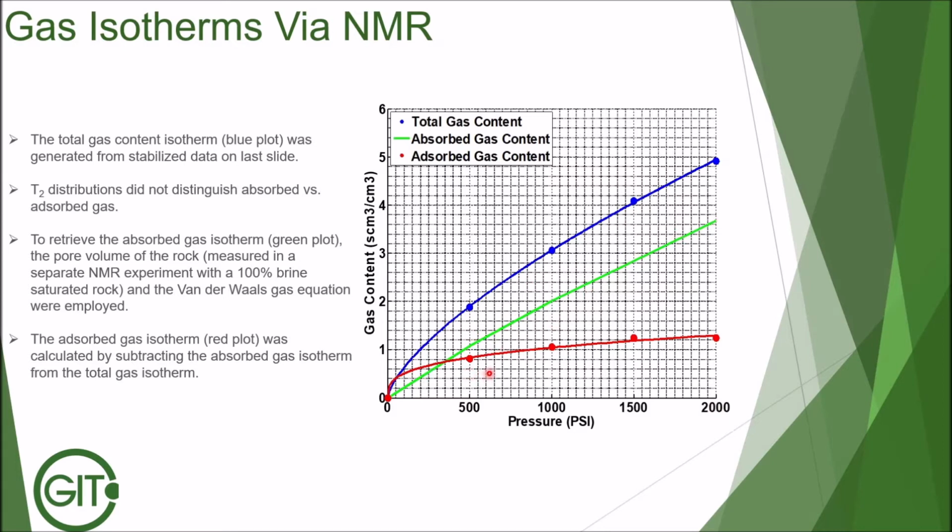And then to get the adsorbed gas content, you simply take the blue trace, which is the total gas content, minus the absorbed gas content, and the remainder is the adsorbed gas content. And when you do that, you get a gas isotherm that looks like this for our first rock, and they have the expected appearance.